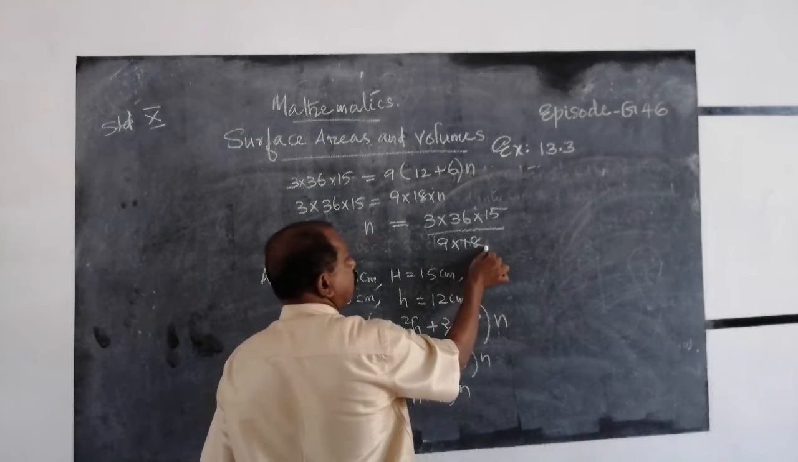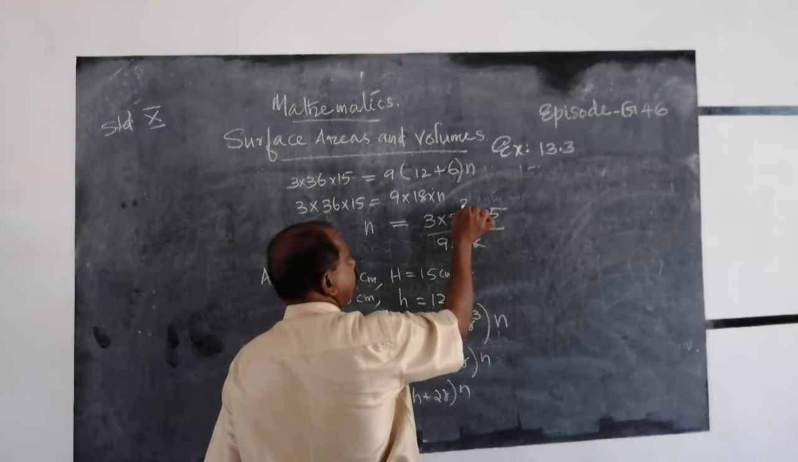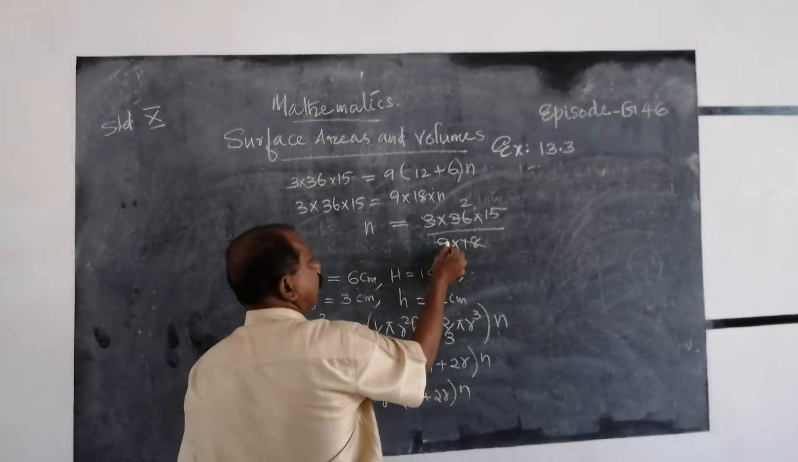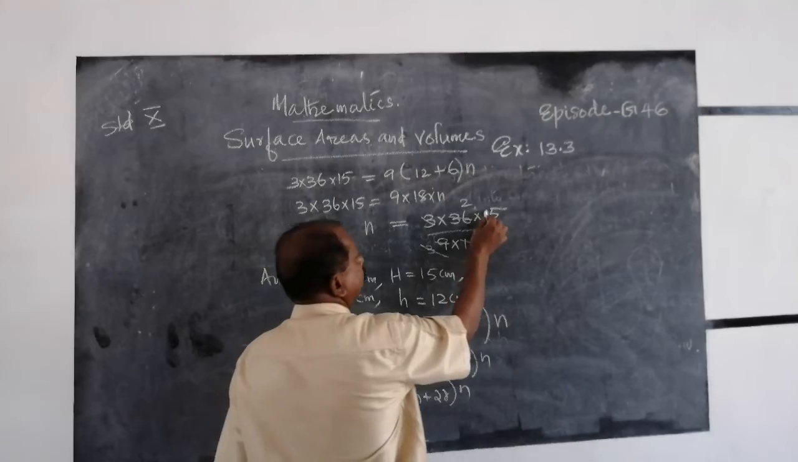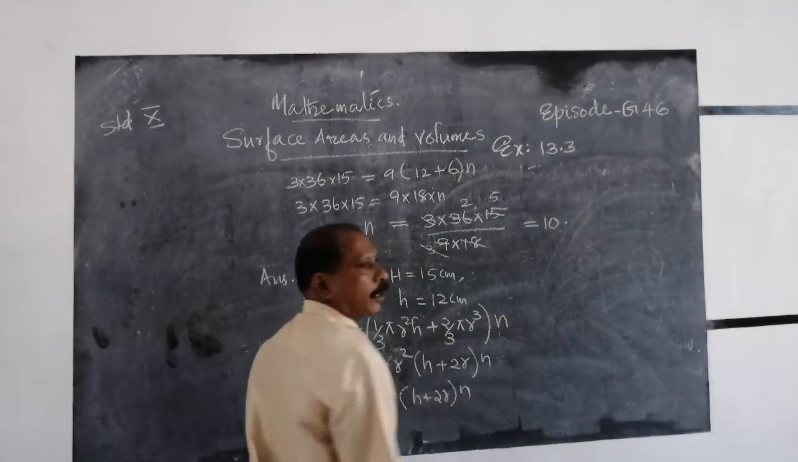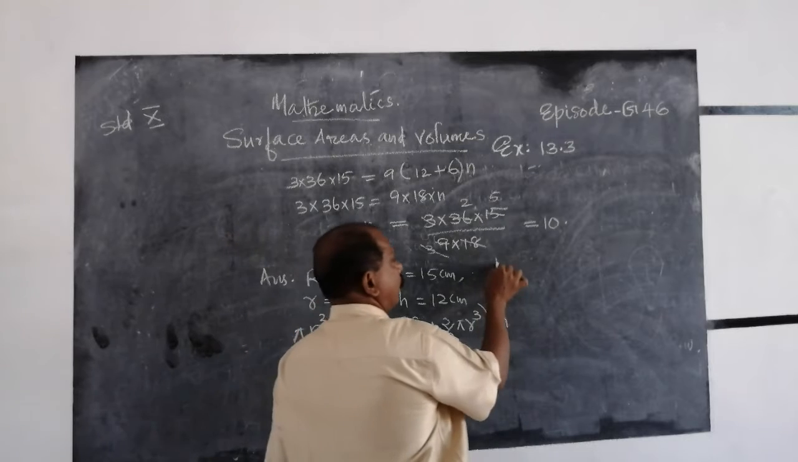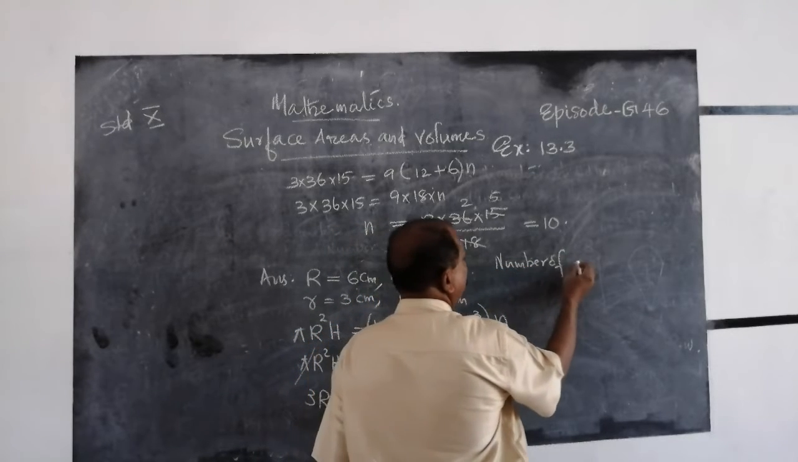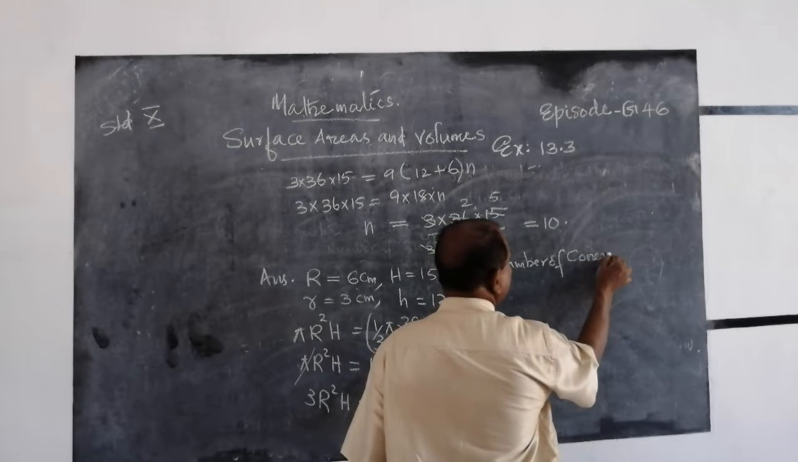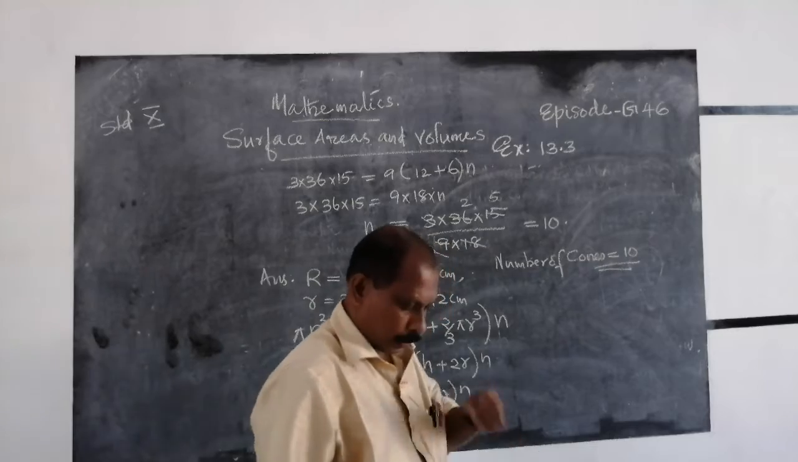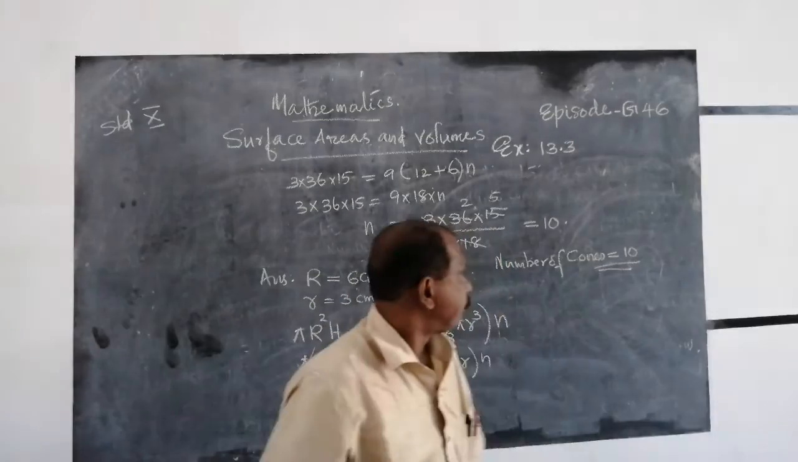That is, 18 and 36 divided we get 2. 9 and 3 we get 3. 3 and 15 we get 5. 2 into 5 is equal to 10. Therefore, number of cones is equal to 10. That is the final answer. Okay.